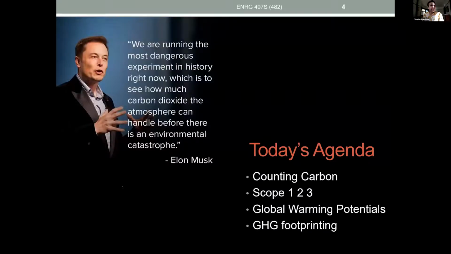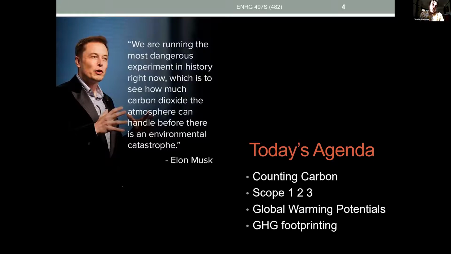I don't know why I have Elon Musk up here. It's just he understands this situation pretty well, and he's a celebrity, and so we listen to celebrities for some reason. But I like this idea. He says, well, I don't like it. It's actually horrifying. He says, we're running the most dangerous experiment in history right now, which is to see how much carbon dioxide the atmosphere can handle before there's an environmental catastrophe. And we're running the experiment in real time, and it's better to run experiments as models, but we're doing it with the actual Earth as our laboratory.